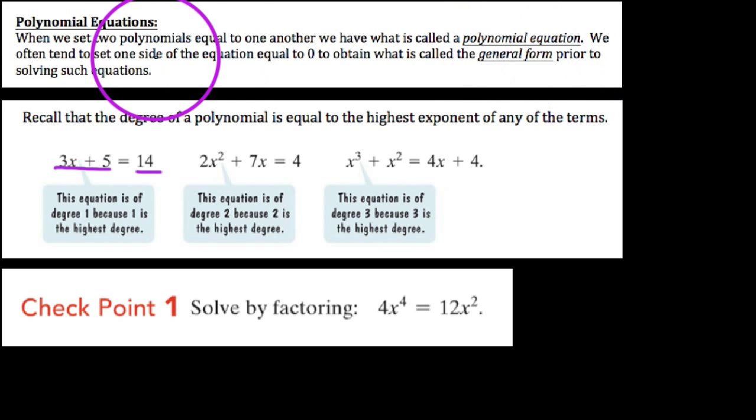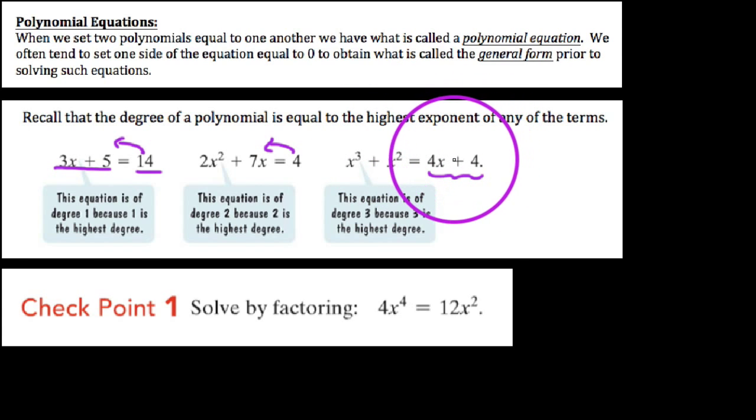But I will say this: when we solve these, we often tend to set one side of the equation equal to 0, and we refer to that as the general form of this equation. So for all of these equations right here, if you asked me to solve them, I notice that we have a couple of polynomials set equal to each other, and we want to know what x values would cause this to be true. But I would, for instance, in this first equation, bring the 14 over here to set the right equal to 0, or bring this 4 over here to set the right equal to 0, or I would transport the 4x plus 4 and subtract that from both sides to bring it back to the left and set the right equal to 0.